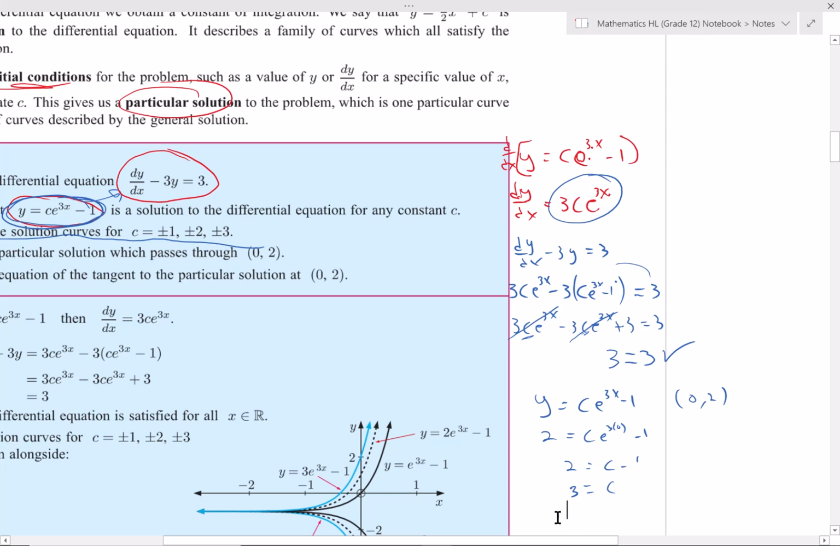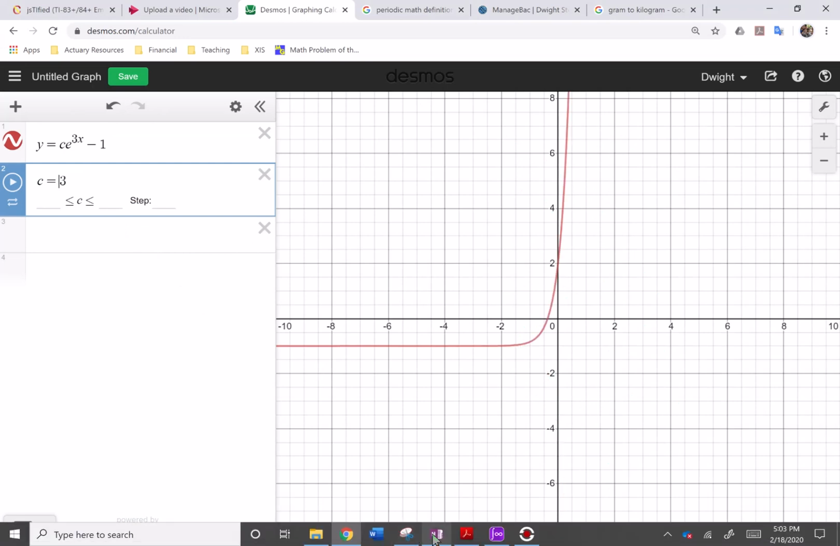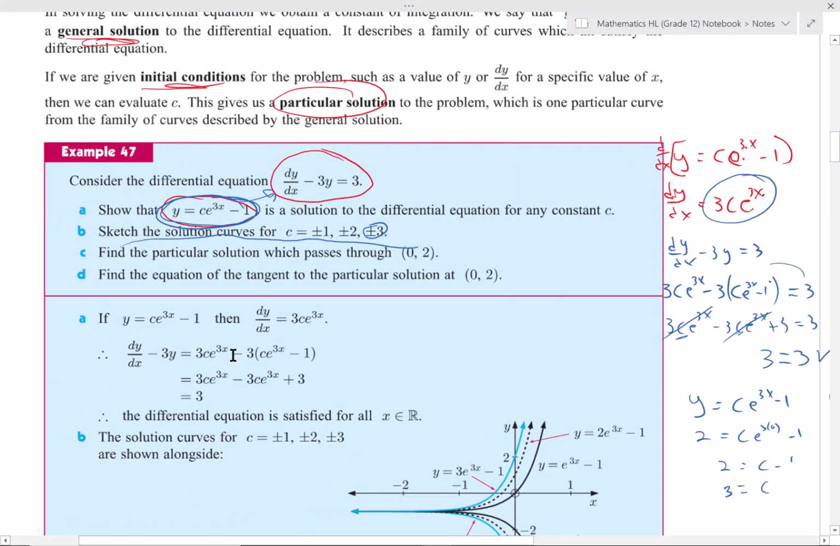So really we wanted the one, that positive 3 case here. Really the equation we're interested in is this one. That would be our particular solution. And the last one is find the equation of the line tangent to the particular solution at 0, 2.